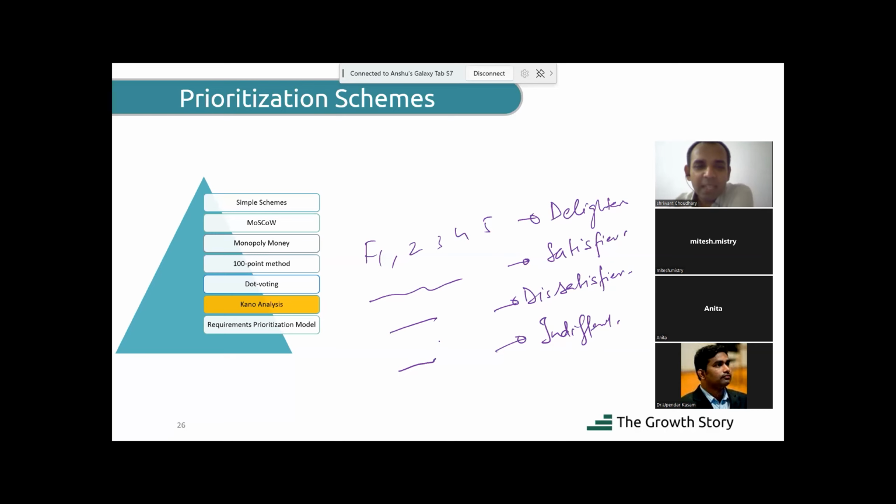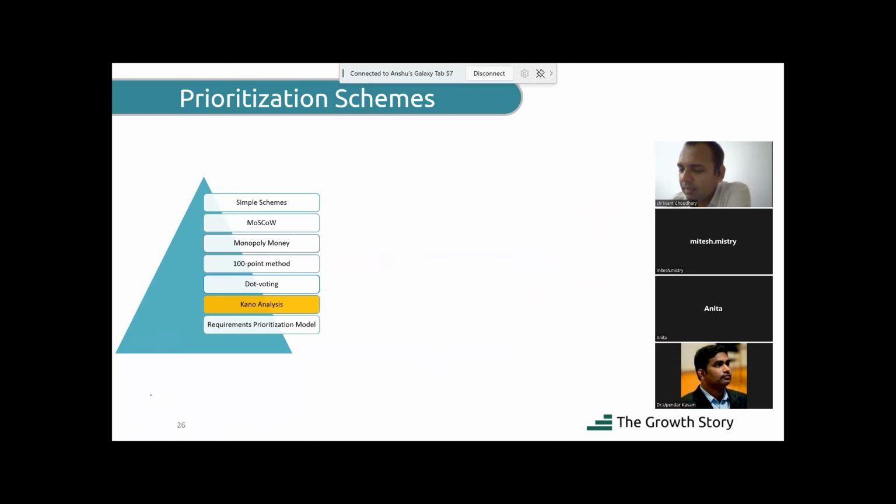So Kano analysis helps the team, the product owner especially, to plan the releases so that the customer remains happy and delighted throughout the entire project. So the best answer was release planning. Clear? Okay.